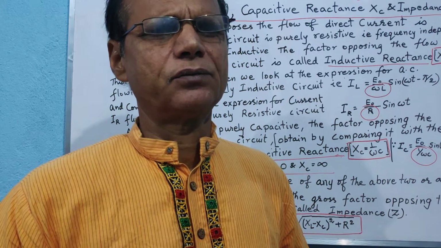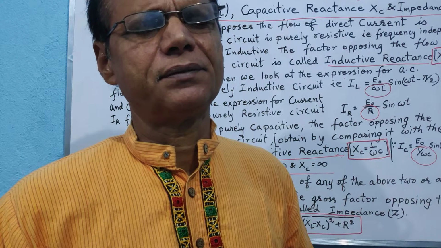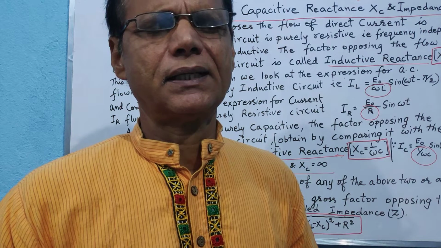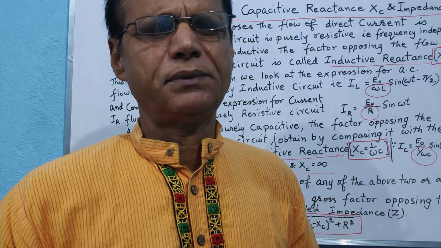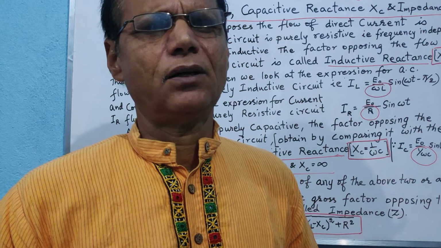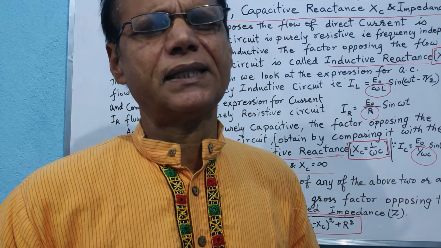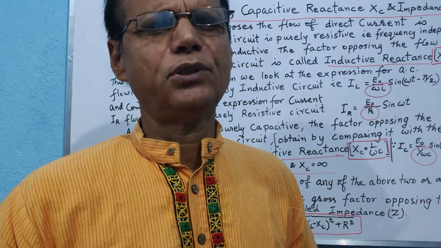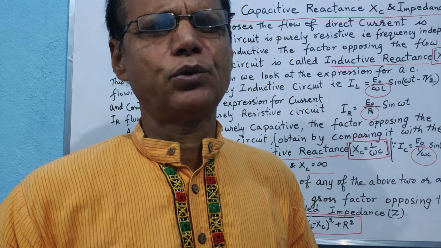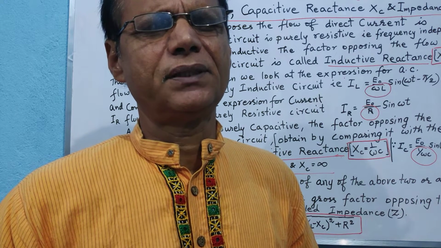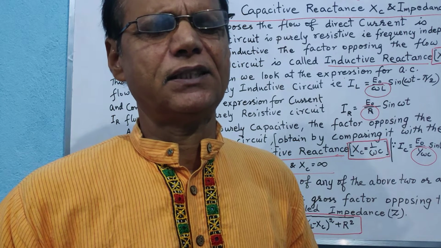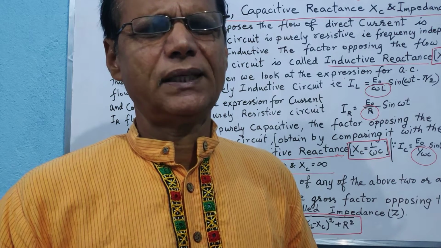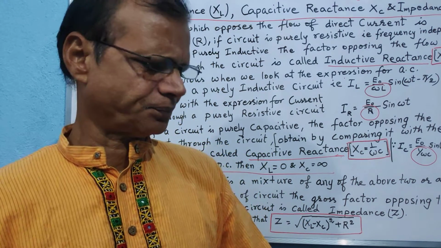Here we have two different types of opposition to the flow of current, in the case of a purely inductive circuit and in the case of a purely capacitive circuit. And finally, when these two types of circuits are combined together, we will have yet another type of opposition to the flow of current through that circuit, which will be a mixture of inductance, capacitance and resistance, or maybe any two of these. So let us discuss each of these one by one.